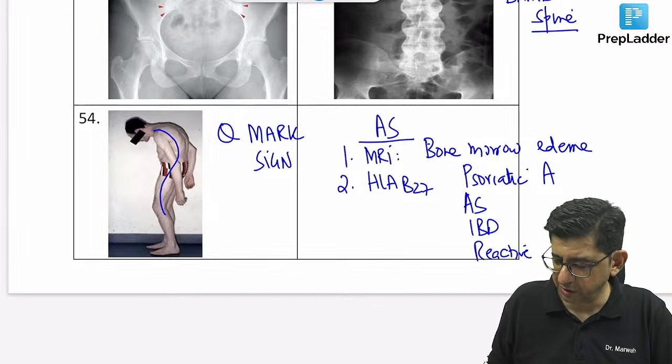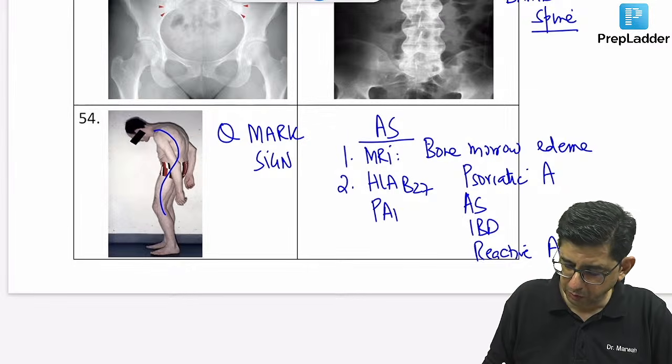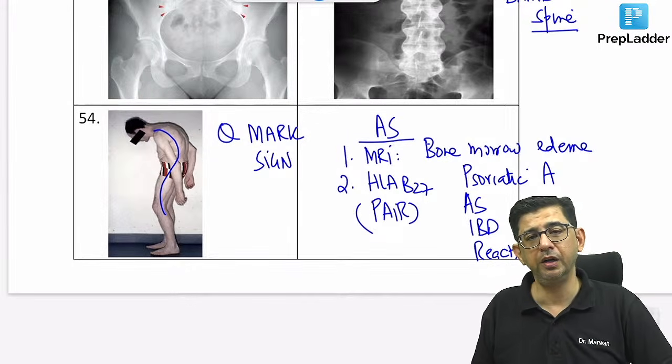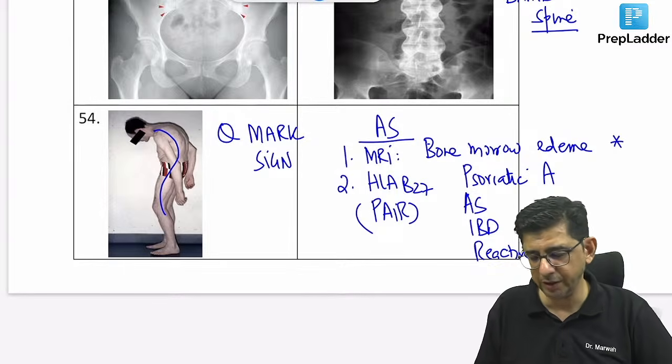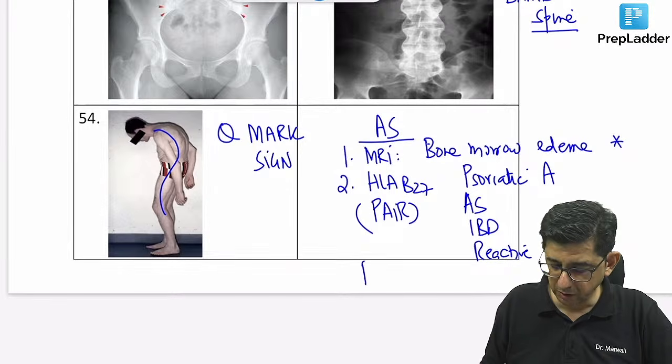The mnemonic for this is PAIR. If you want to read the mnemonic: Psoriatic, Ankylosing, Inflammatory bowel disease, Reactive arthritis. But the main imaging modality is not an X-ray; it is an MRI. And I asked the drug of choice for this condition.